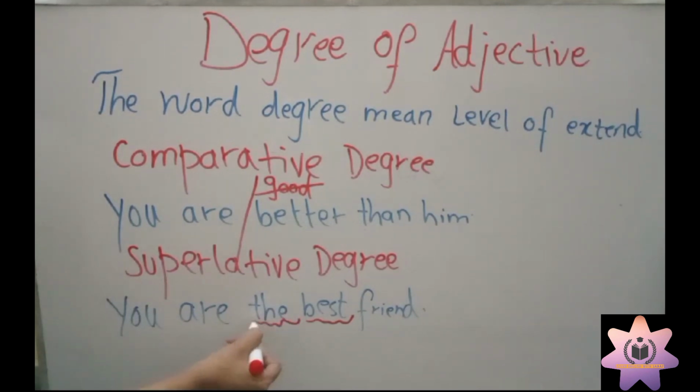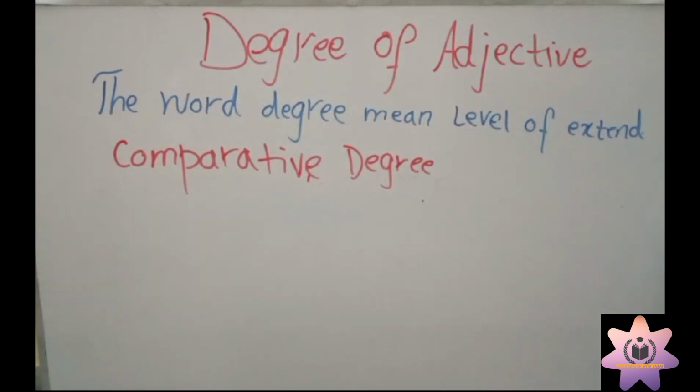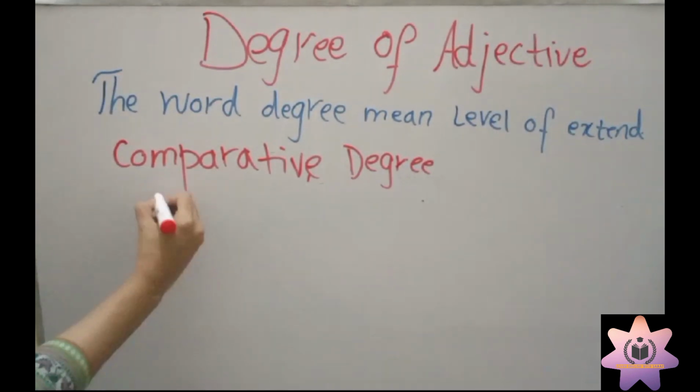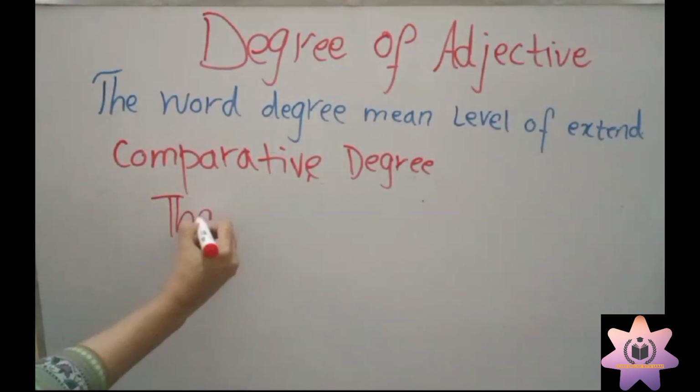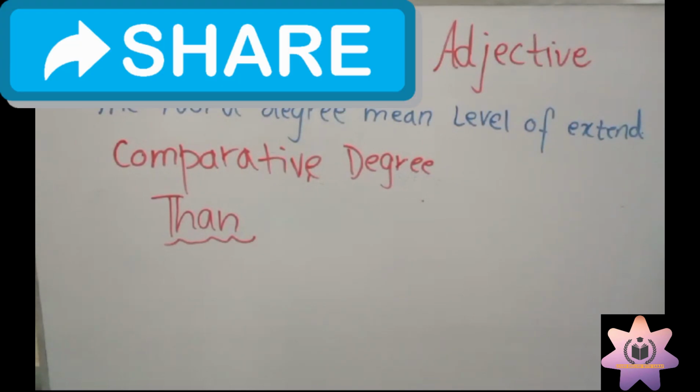And the article the is used with superlative degree. In comparative degree, we use the second degree of adjective, and then we must use than. But in some cases, with some specific Latin words, when we see them in a sentence, we will not use than. You need to learn these words.